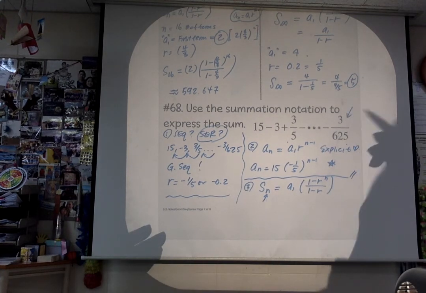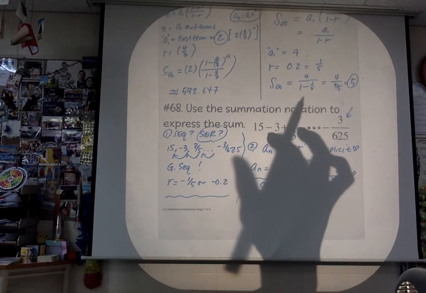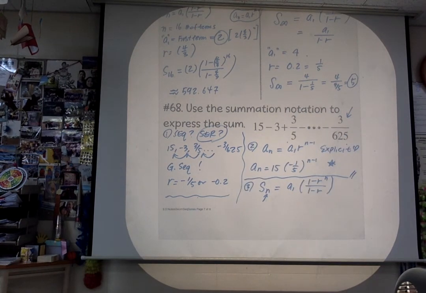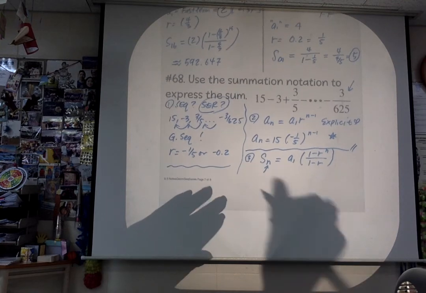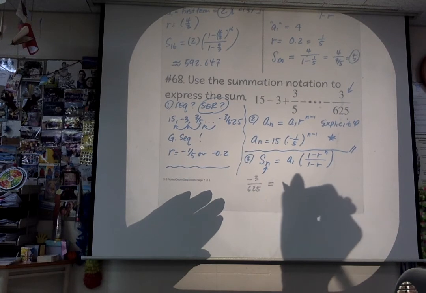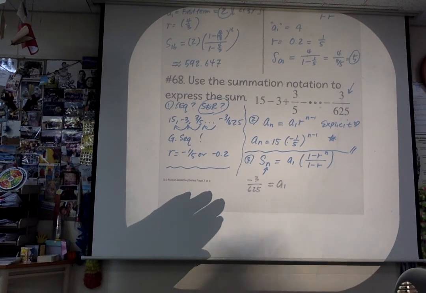We have to look at this value here. How many times did I apply the common ratio in order for us to get negative 3 over 625? We've got to calculate that, and that might require a little bit of algebra, so hang on there with me, okay? We know that negative 3 over 625 equals a sub 1, which is what?